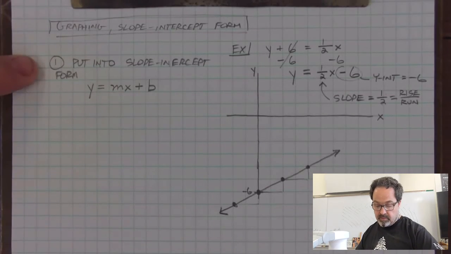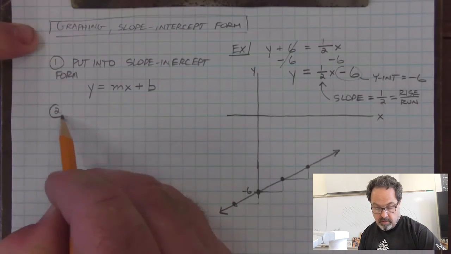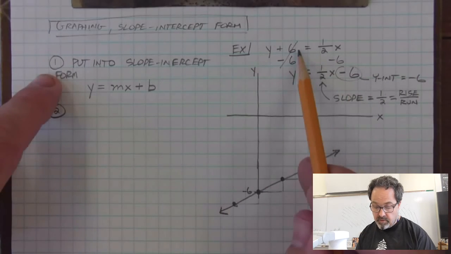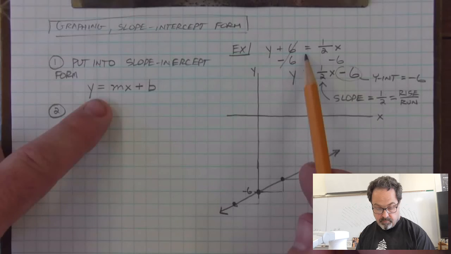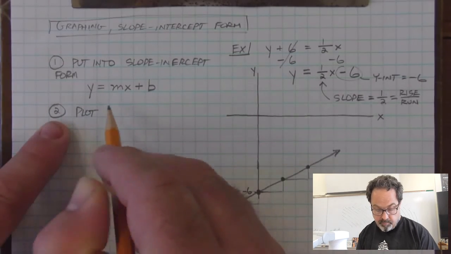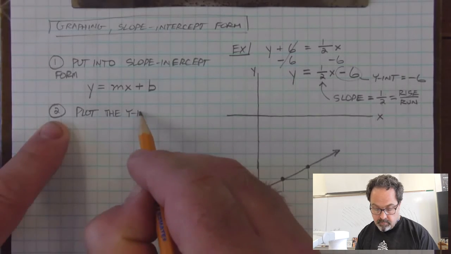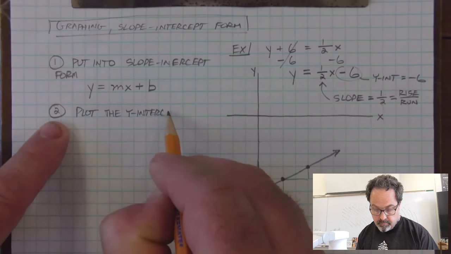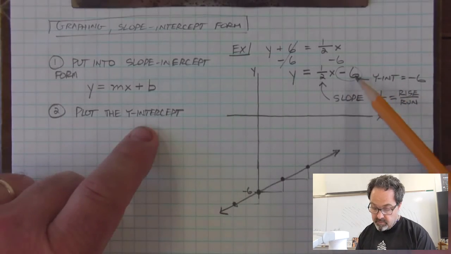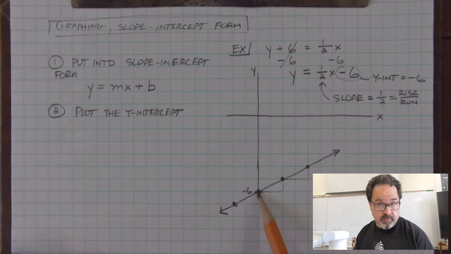So to keep the process, we'll review what we did. We first put this equation into slope-intercept form. We then plotted the y-intercept. The y-intercept in this case is -6, so it was the first point that I put down on the graph, easiest to find.